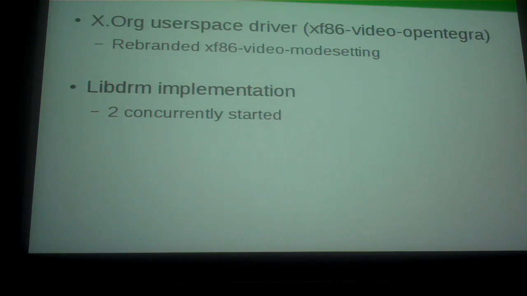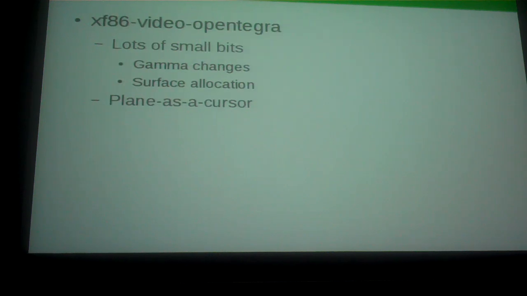So the problem is we currently have 2 implementations of this, because NVIDIA started one to base their 2D sample code on, and Thierry, the maintainer of Tegra DRM, also started one, and they both have their ups and downs. And yeah, what we're doing now is lots of small bits, cleanups in the driver, removing bits we don't need or use on Tegra. Adding gamma changes is one of the things I've done recently, and surface allocation.